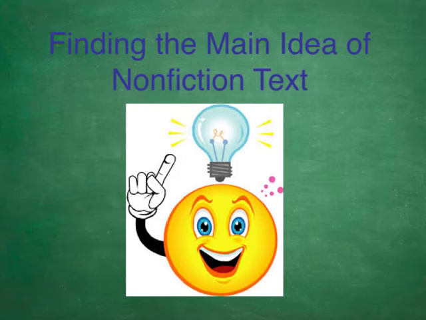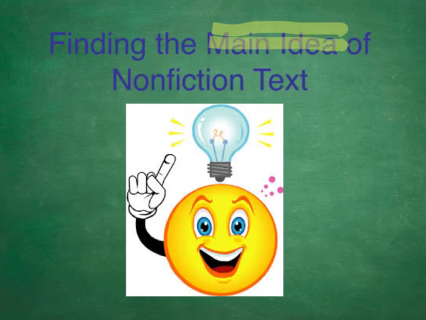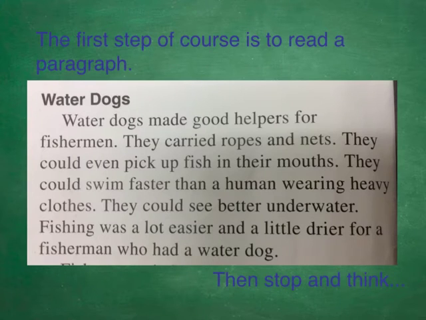Today we are going to learn how to find the main idea of a nonfiction text. For all my examples, I'm going to use sections from the book called The Labrador Retriever by Charlotte Wilcox. The first step, of course, is to read the paragraph.